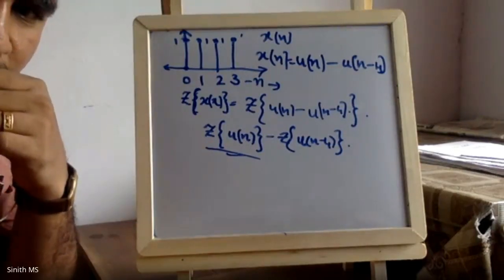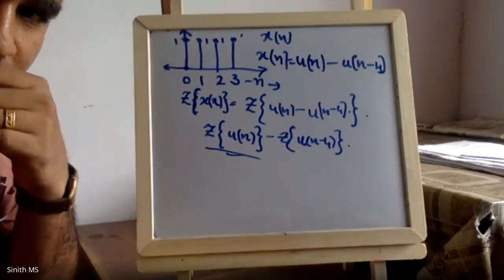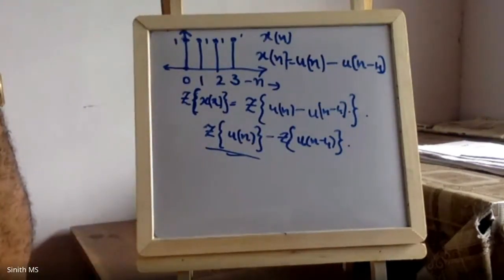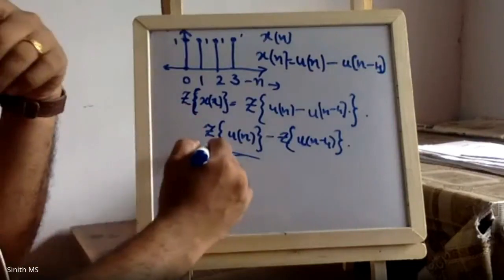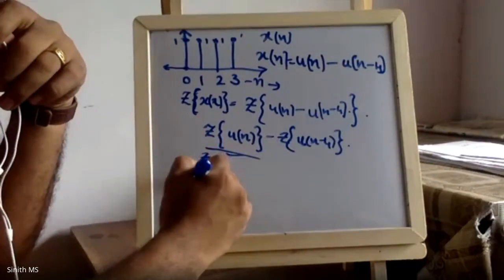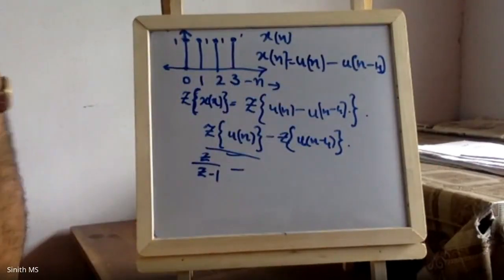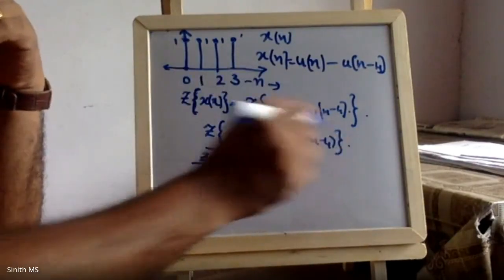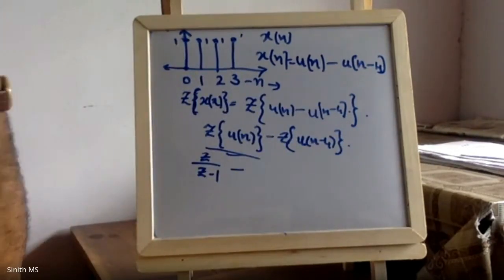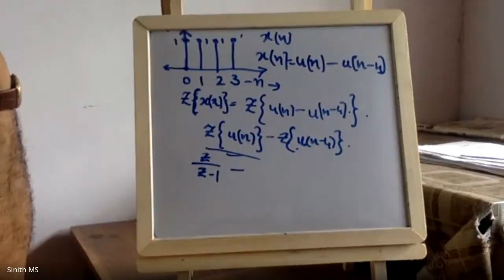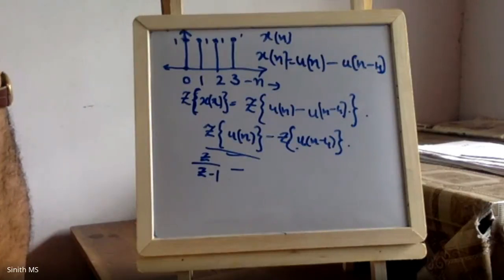Yeah, very good. Vaishak is telling that it is z by z minus 1. Very good, Vaishak. You can unmute and tell also. Okay. This is z by z minus 1 minus the Z transform of UN minus 4. So how do you find the Z transform of UN minus 4? This is a shifted version of UN. UN, you know, is z by z minus 1.